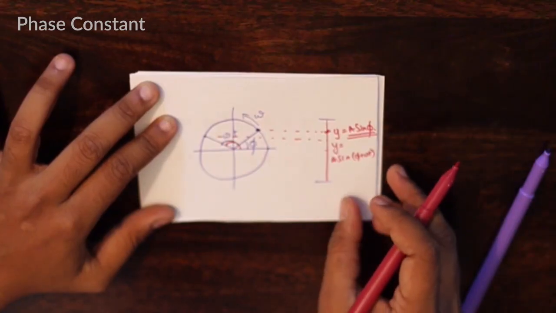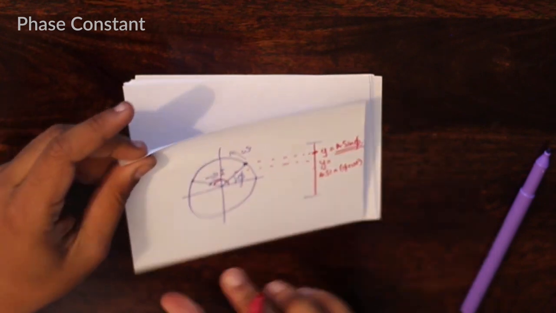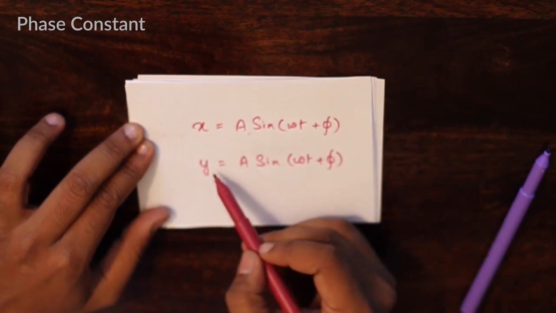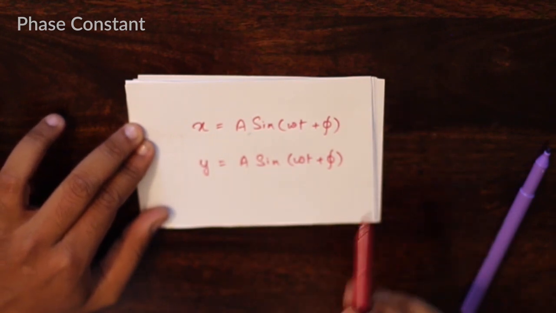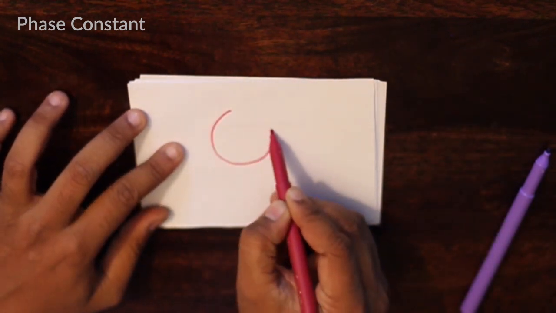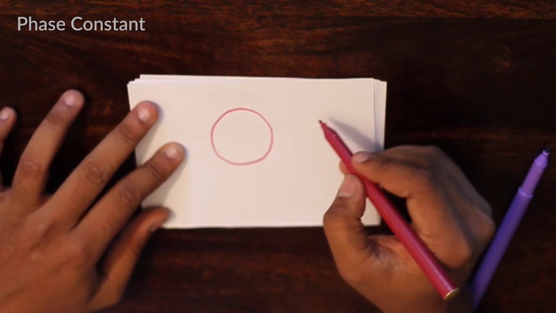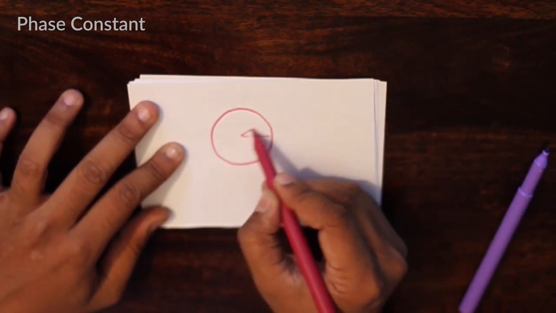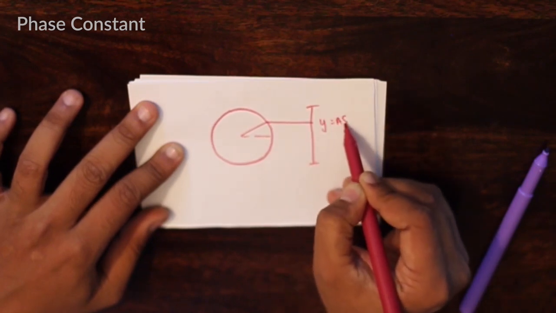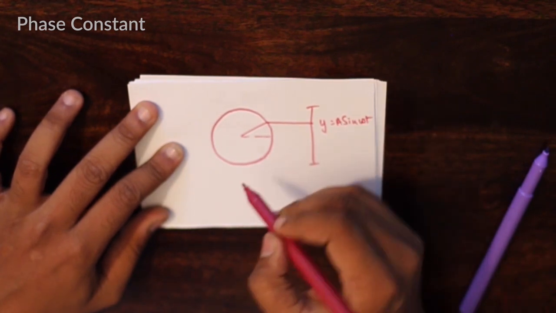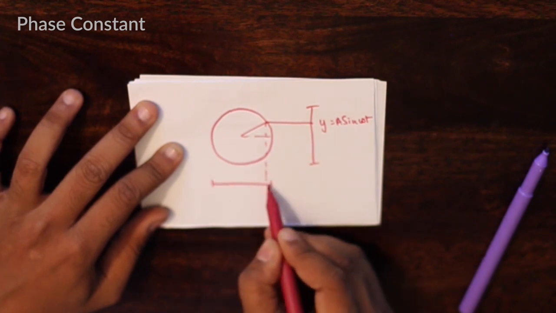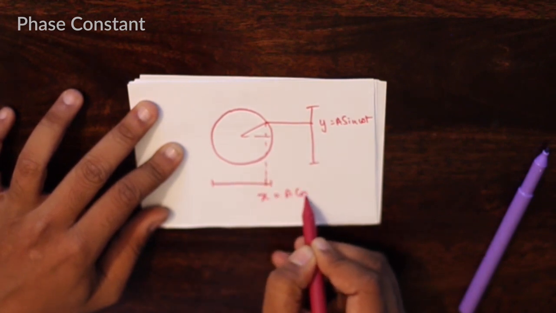So this is what the entire equation indicates. x is equal to A sine omega t plus phi is a horizontal SHM, and y is equal to A sine omega t plus phi would be a vertical SHM. If you have to look at them both together, you see the y projection is going to be y is equal to A sine omega t, but the x projection also is going to be an SHM, and this one is going to be x is equal to A cos omega t.